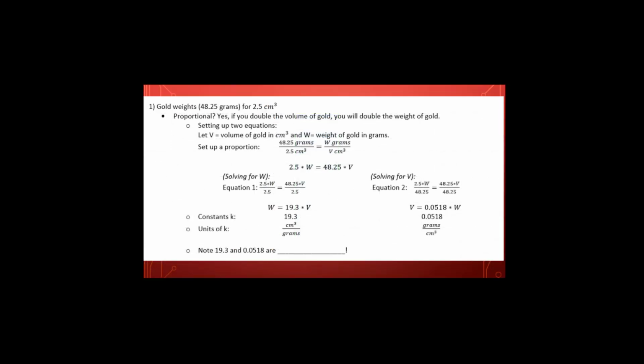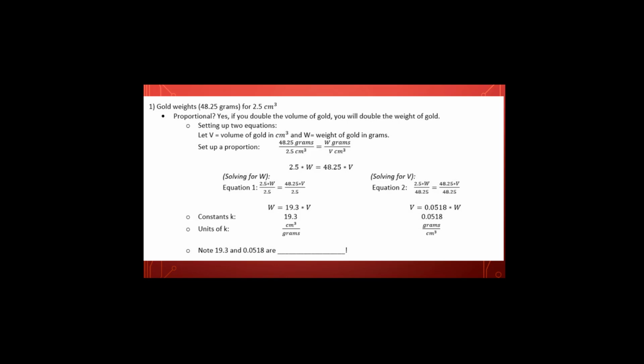This one is done for you in the book, but I just want to go over it a little bit. It says gold weighs 48.25 grams for 2.5 cubic centimeters. So a cubic centimeter is volume.